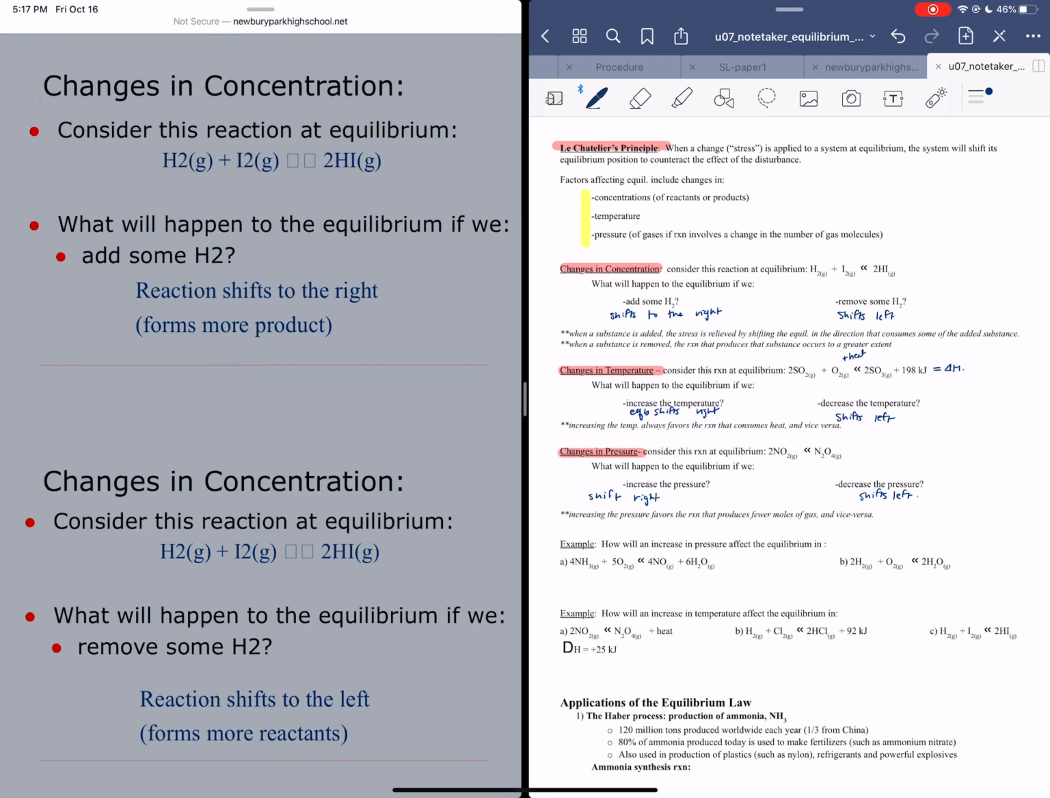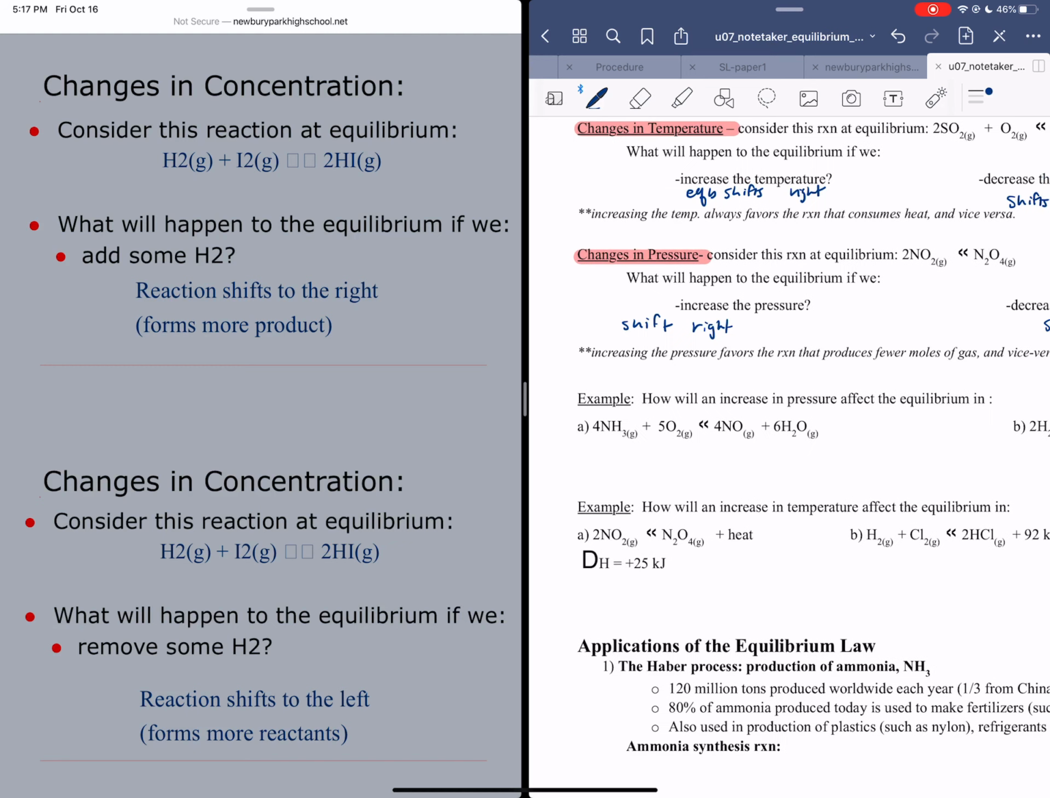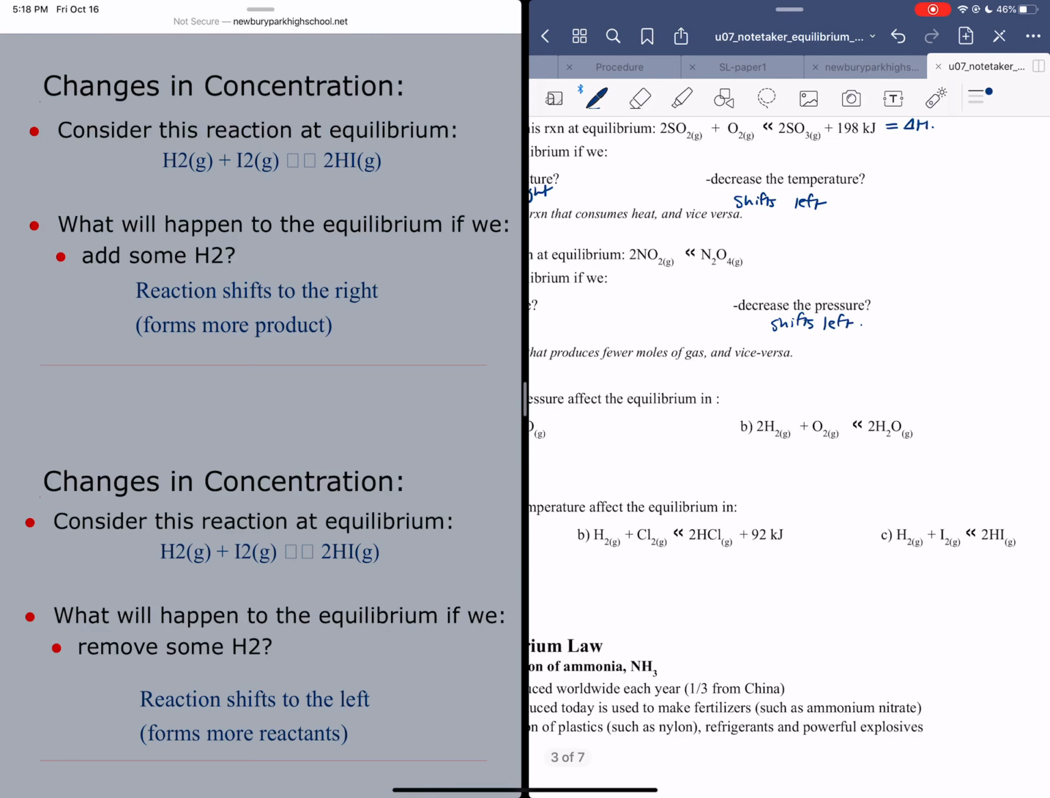How will an increase in pressure affect equilibrium? So if we increase pressure, we decrease volume, so we tend to the side with fewer moles of gas. So this is 9 moles of gas, this is 10 moles of gas, so we shift left. This is 3 moles of gas, this is 2 moles of gas, so we shift to the right. Shift right.